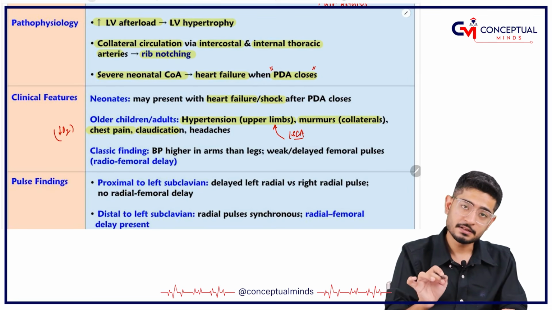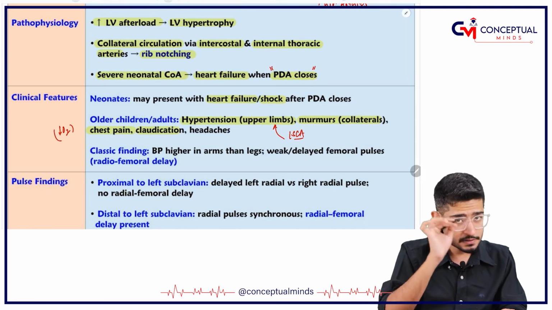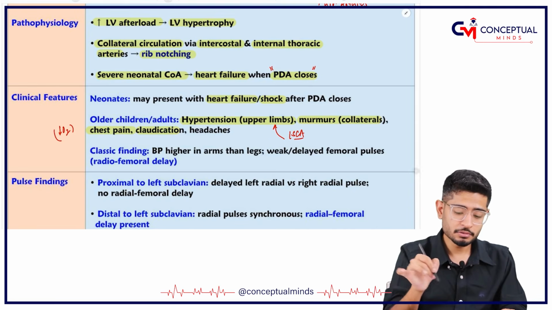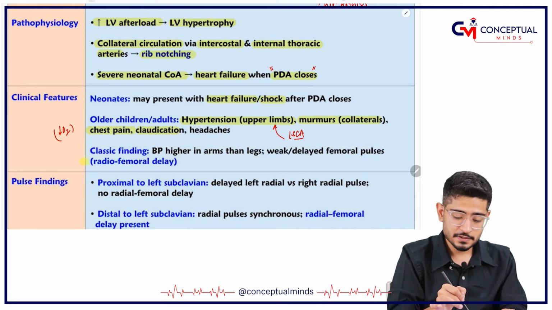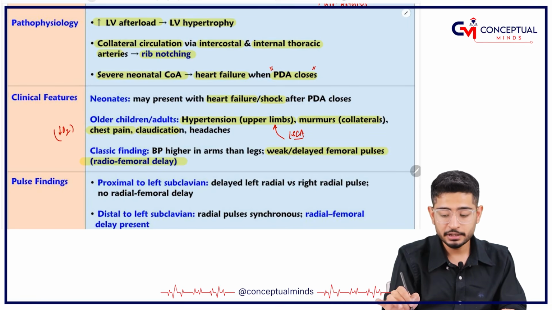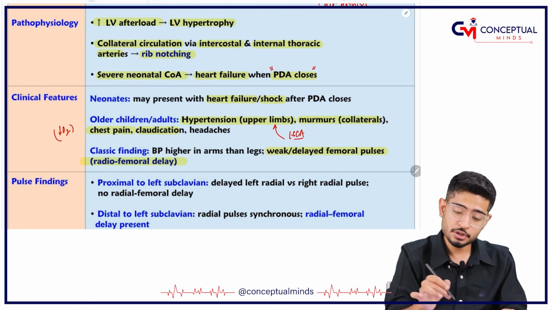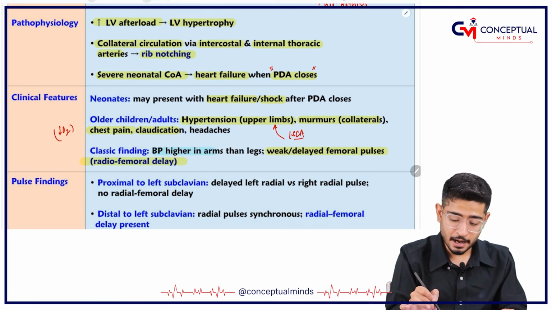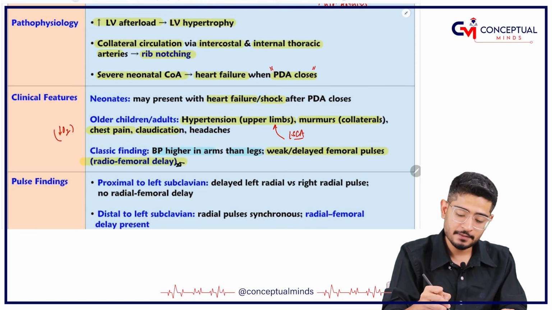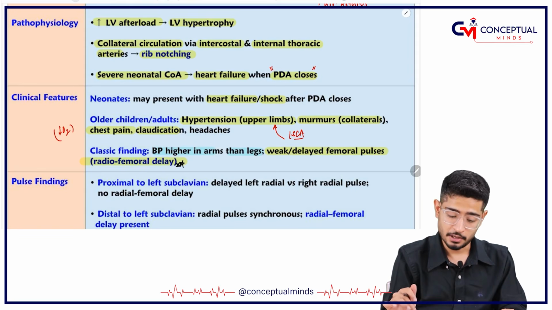Now please understand there is a classical finding. What is the classical finding? Because a lot of blood is going to your radial arteries but not to the femoral arteries, this is called radiofemoral delay. There will be weak or delayed femoral pulses, and the blood pressure is also going to be higher in the arms than the legs. So radiofemoral delay is a very common finding seen in coarctation of the aorta.